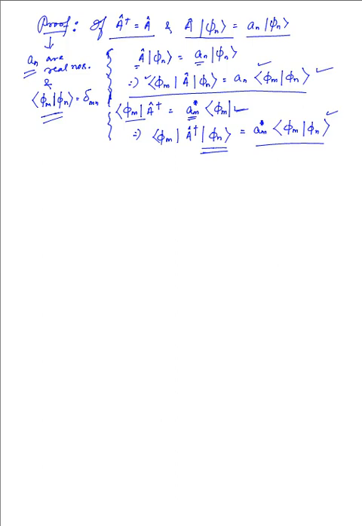On the left hand side of the equation, because A is Hermitian, the adjoint of A is equal to A, so the left hand side is going to be 0. As for the right hand side, we have an minus the complex conjugate of am, and then the inner product of the state vectors, phi m and phi n. Now that is equal to 0.